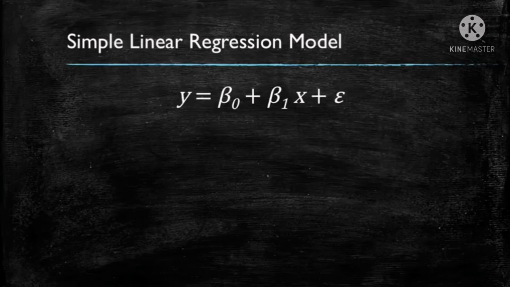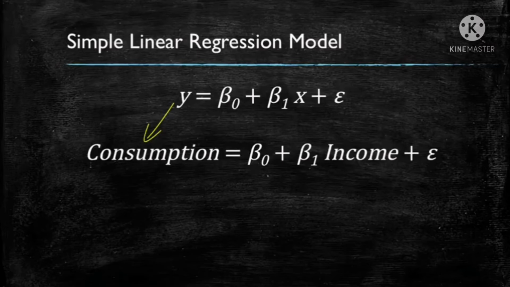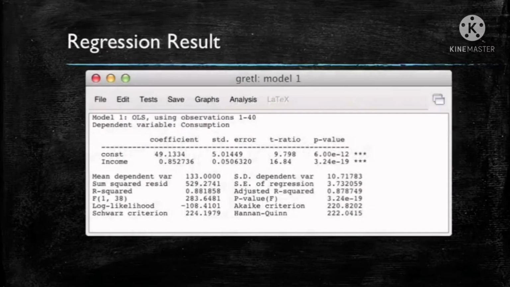Remember, our model has a dependent variable and an independent variable. In this case, we're trying to explain consumption based on income data. So consumption is going to be our dependent variable and income is going to be our independent variable. And of course, the assumption we're making and what we want to test is if income is a good enough variable to explain consumption. If we throw this into a statistical package, such as Gretl, this is what we observe.